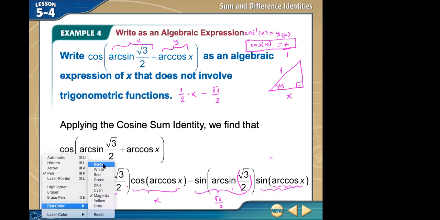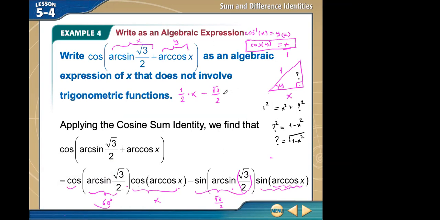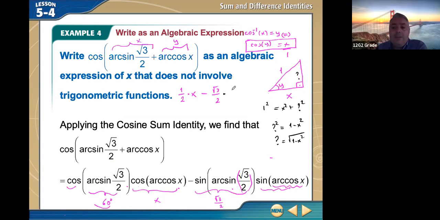It's okay. Now, by using the Pythagorean theorem, what can I say about this side length? Isn't it 1 squared is equal to x squared plus question mark squared? So question mark squared is equal to 1 minus x squared. So question mark is equal to the square root of 1 minus x squared. Is this okay for you? Yeah.